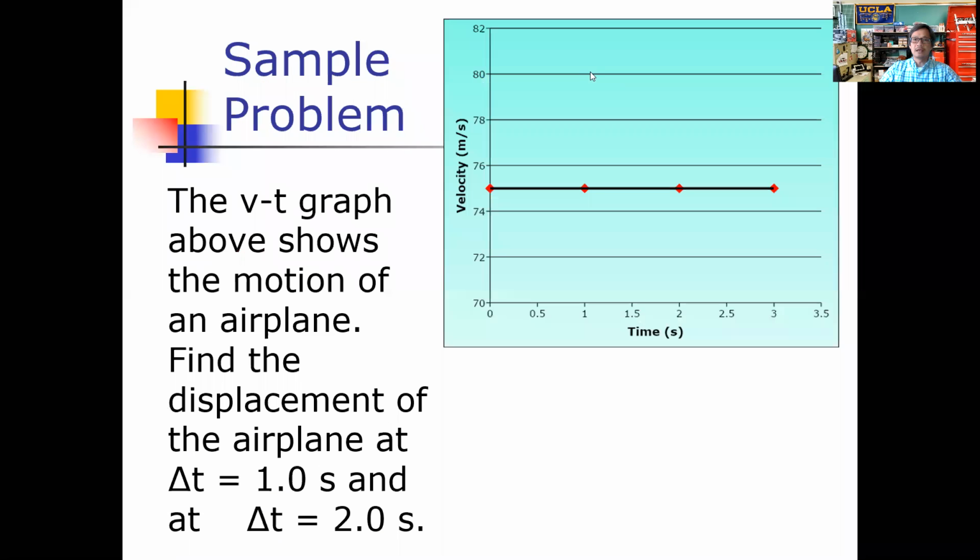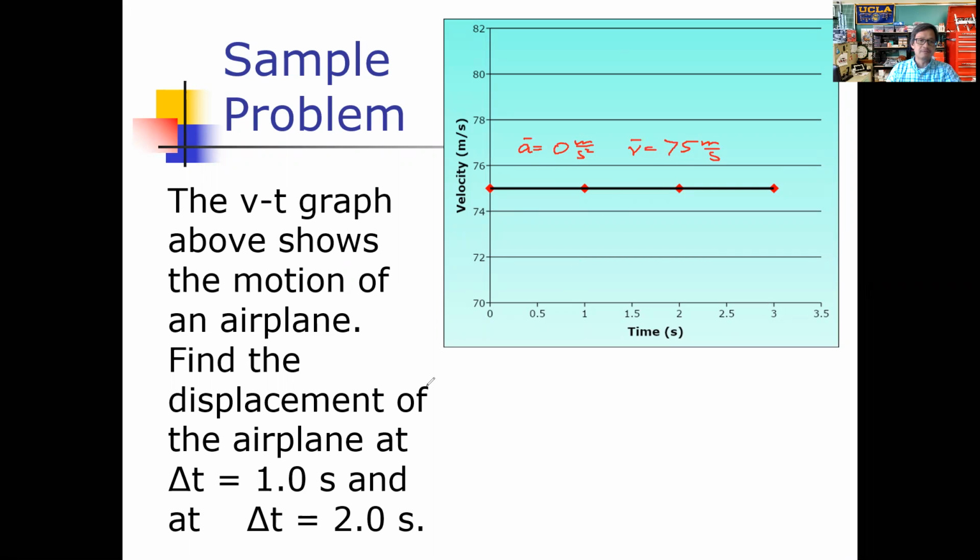Let's go ahead and try this. Let's take a look at this problem here. We have a velocity time graph, and we have an object moving at constant velocity. Constant velocity means the acceleration here is again going to be 0. The velocity is constant, and if you take a look at this, it is about 75 meters per second. So the velocity is 75 meters per second.